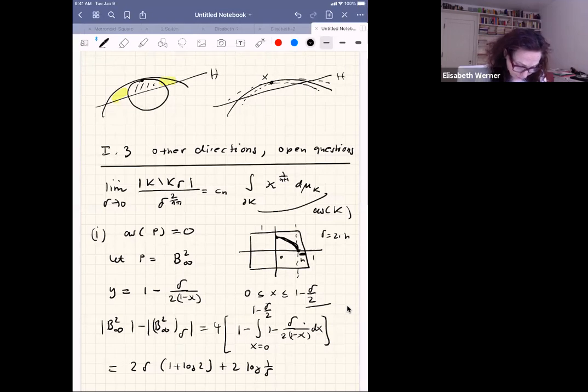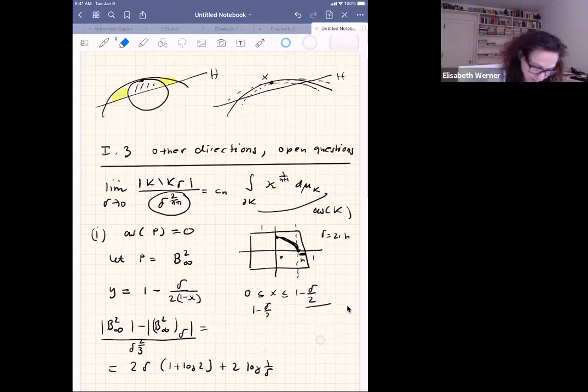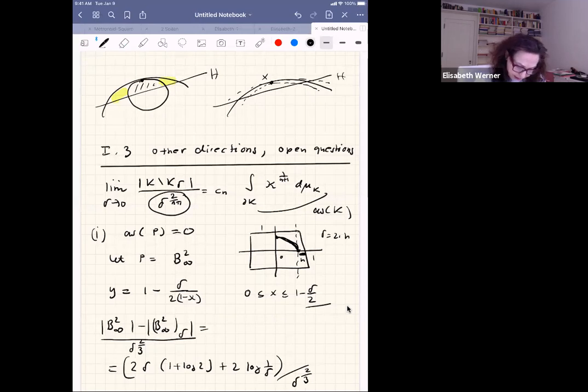Obviously, if we divide by that quantity, as we usually do, we divide by delta to the 2 over 3, since we are in dimension 2. I forgot a crucial thing, namely there is a delta here. Let me see if I got that right. Yes, I got it right. So if we divide by delta to the 2 over n plus 1, which in dimension 2 is delta to the 2 over 3, then we will simply get that this is equal to 0. So the left-hand side is also 0.